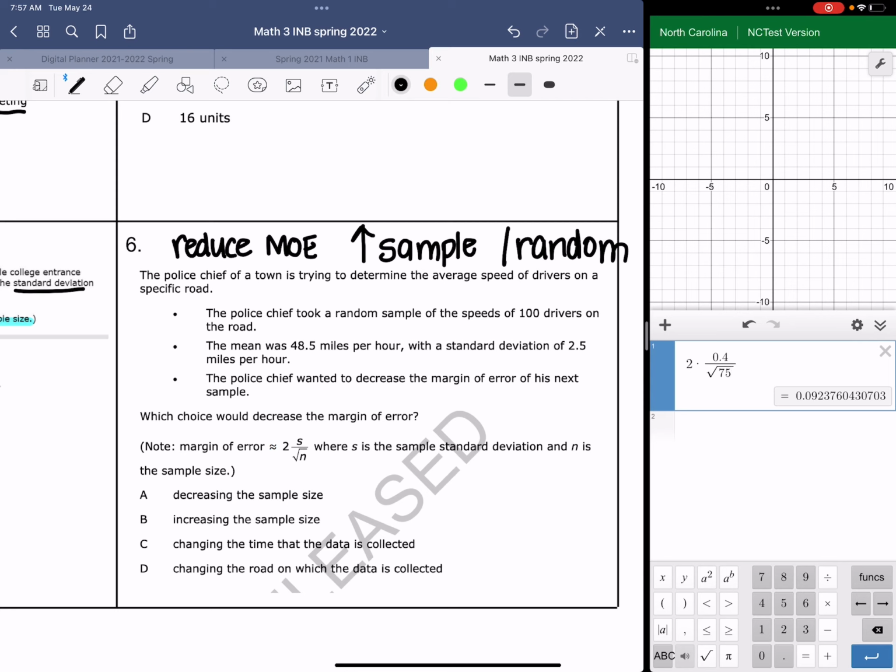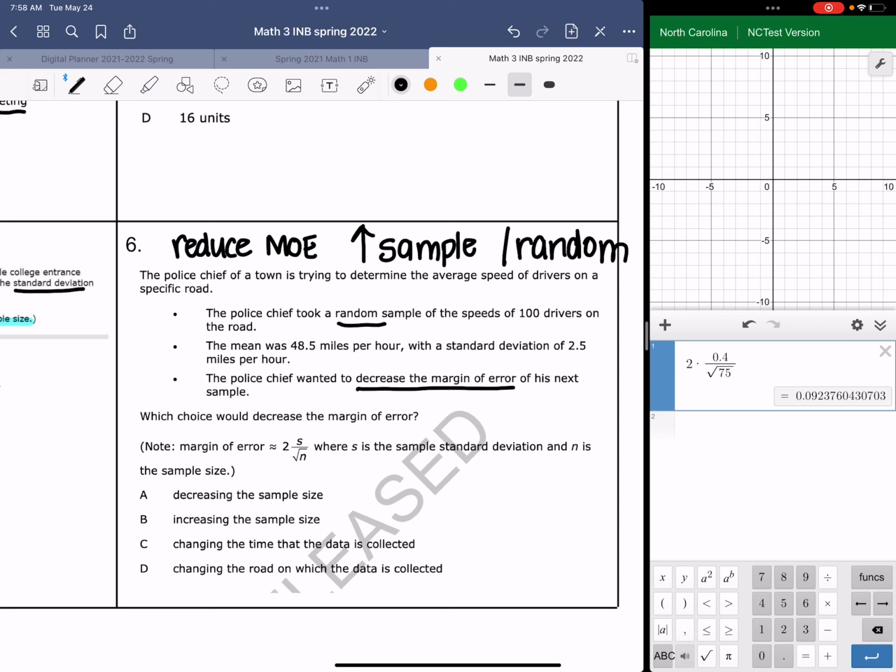All right, so the police chief in town is trying to determine the average speed of drivers on a Pacific road. The police chief took a random sample of speeders of 100 drivers. So it was random, which is good. The mean driving speed was 48.5 miles per hour with a standard deviation of 2.5 miles per hour. The police chief wanted to decrease the margin of error. So to reduce that margin of error, what can he do?